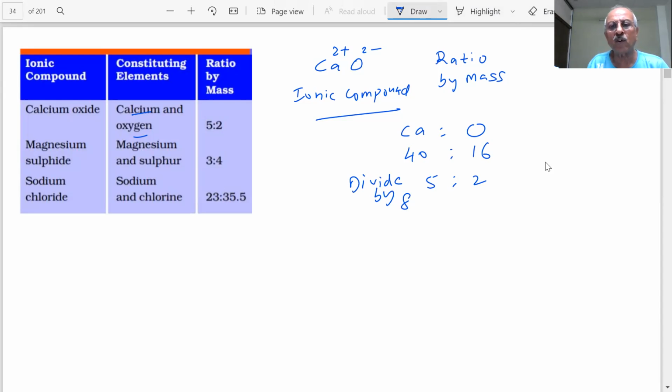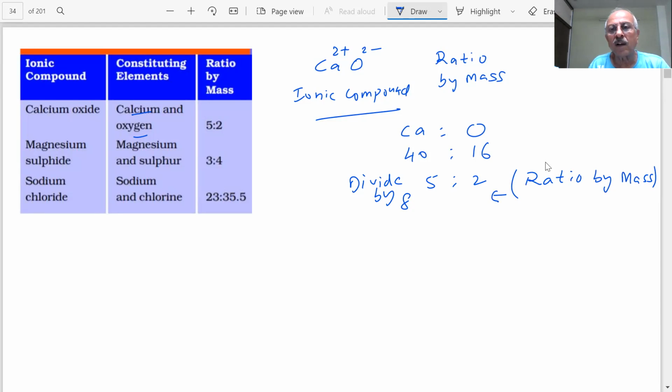So the ratio by mass in the case of calcium oxide is how much? Calcium 5, oxygen 2. This is called a ratio by mass. Is it clear? The ratio by mass is 5:2. Is it clear, students? Yes, sir.